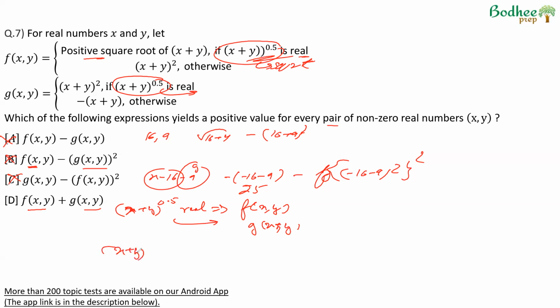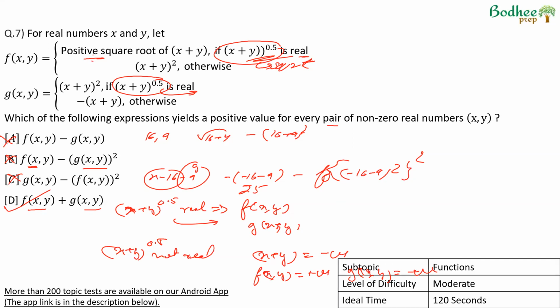If the root of x plus y is not real, in that case we know that x plus y is negative. Therefore, the root is not real. If you look at f(x,y), it takes the square of x plus y whole square, so f(x,y) becomes positive the moment you square a negative value. g(x,y) is the negative of x plus y, so g(x,y) will also be positive because negative of negative is positive. So in option D, whether the root is real or not, in both cases f(x,y) and g(x,y) return positive values. So their sum will also always be positive. Hence option D becomes the answer.